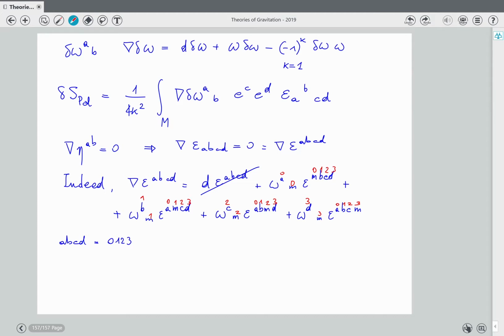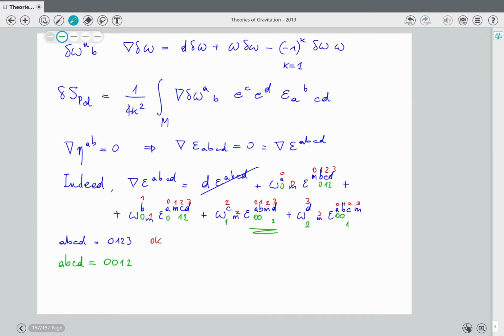This is actually not sufficient because we should also check that when two indices are equal, let's say A, B, C, D is equal to 0, 0, 1, 2, that is 0, of course, but what about the right-hand side? Is it 0 or is it something else? Because if the covariant derivative of 0 is non-zero, the identity is wrong. So let's try with two equal indices, A, B, C, D, 0, 0, 1, 2.